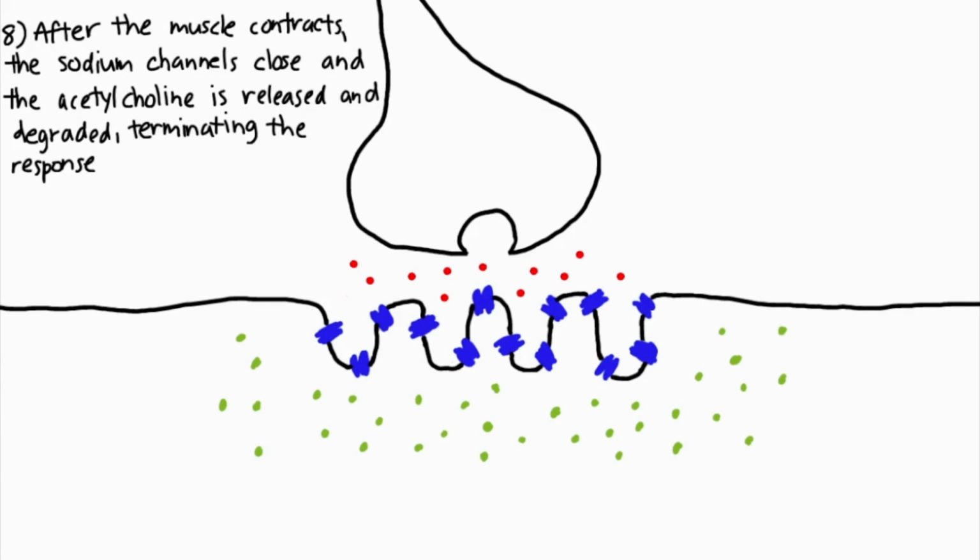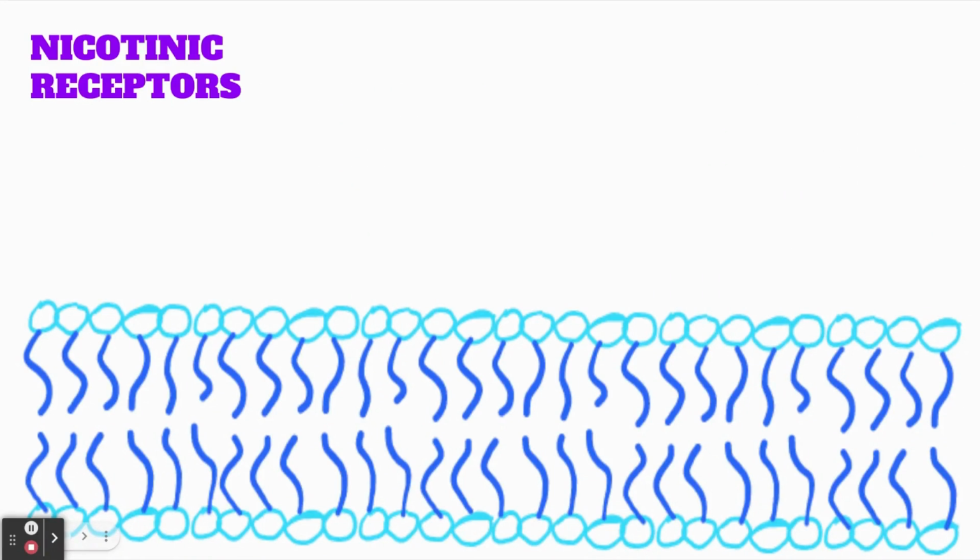The acetylcholine then gets broken down into choline and ethanoic acid by an enzyme called acetylcholine esterase. The choline and ethanoic acid are absorbed into the synaptic knob and are recycled into acetylcholine. Next, we're going to be talking about nicotinic receptors.